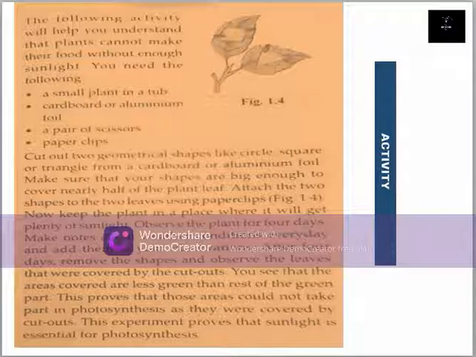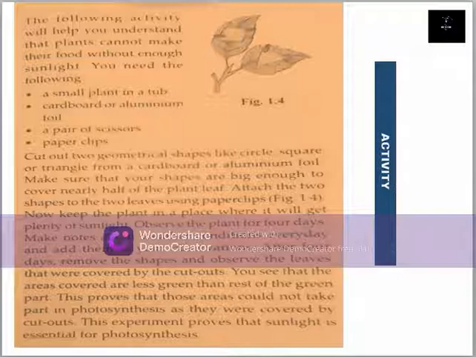Attach the two shapes to the two leaves using paper clips. Now keep the plant in a place where it will get plenty of sunlight. Observe the plant for 4 days. Make notes about weather conditions every day and add them to your observation. You have to make a column for your weather conditions. Note them down, and after 4 days remove the shapes and observe the leaves that were covered by the cutouts. You see that the areas covered are less green than the rest of the green part.